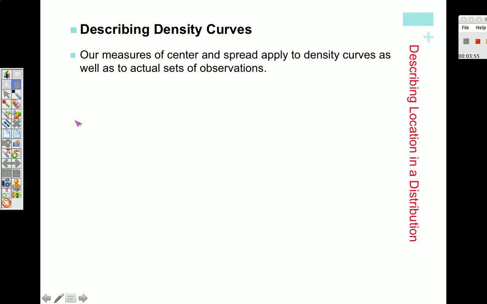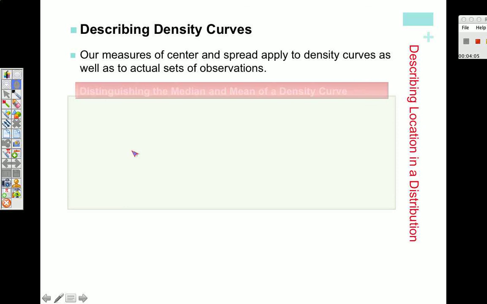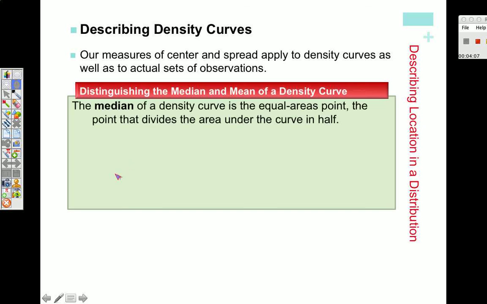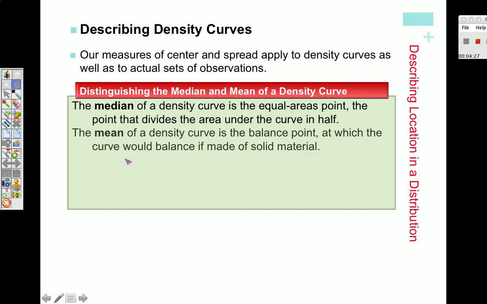But our measures of spread with density curves, we've got to talk about those. We apply those to density curves just like we do to actual sets of data. For the median, it's the part of the density curve where it's split into equal areas. So it's the point that half of the area is to the left of and half of the area is to the right of. And that should make sense. Median is the 50th percentile. We just need to figure out where the area is 50% to the left, 50% to the right. The mean is a physical balancing point you can think of.